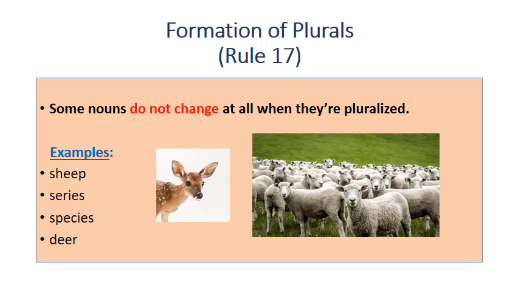This is rule number 17. We had studied about this rule in the part 3 video of the topic, the noun number. We are repeating it here. There are some nouns which do not change at all when they are pluralized. And some examples of such nouns are sheep, series, species, deer, etc.